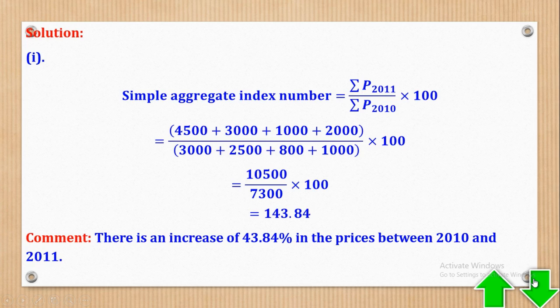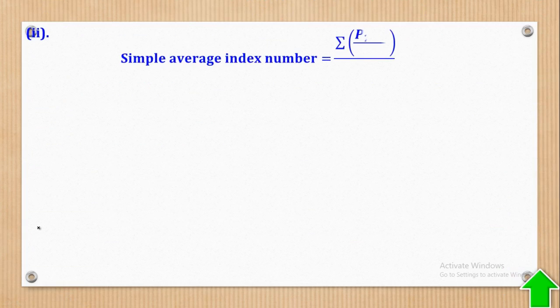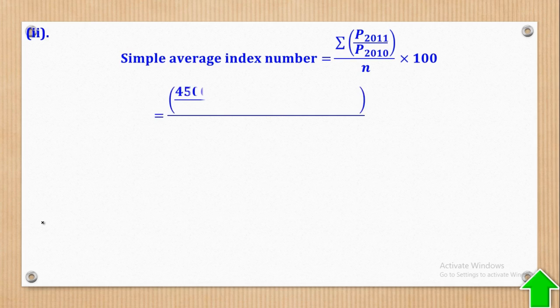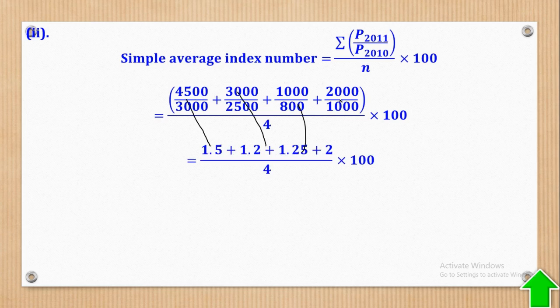That was simple aggregate. What about simple average? For simple average, we still have to quote the formula, then we can substitute. For each item, get the ratio. And now there are 4 items put into consideration, so 1, 2, 3, 4. That's why you see 4 in the denominator. Then simplify. This is that, this is this, and this is that. Simplify further gives this, and then use a calculator to come up with that as the simple average index number.